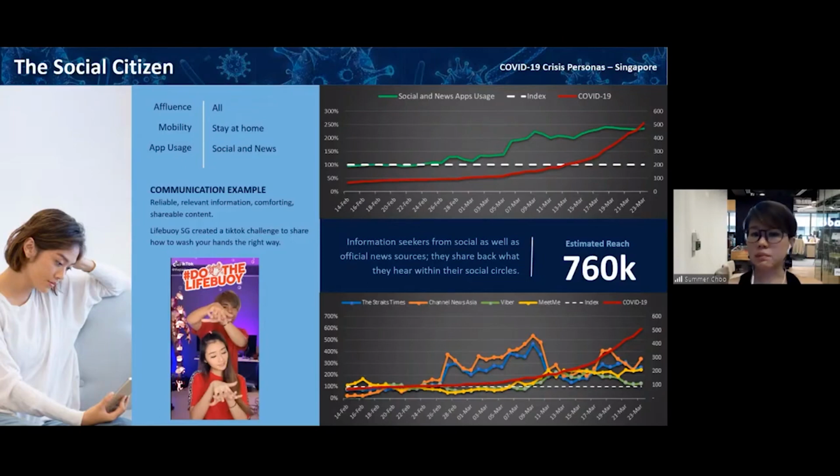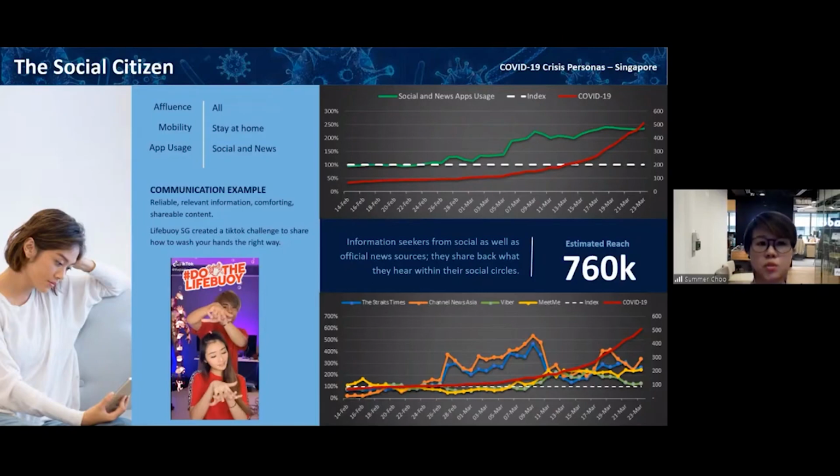Now, a communication example brands could do would be, for example, like Lifebuoy. They leveraged on TikTok to create a wash your hand TikTok challenge, and it garnered over 1 million views over a week. Now, it's important at this point in time to create content that's reliable, that's relevant, comforting, and things that's easily shareable and people wanting to follow so that it gets the virality that you want.